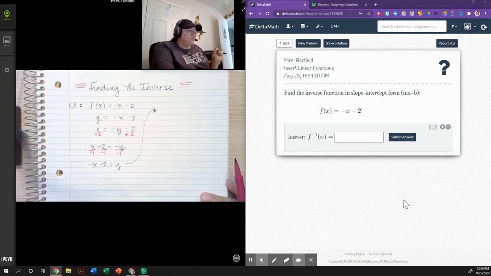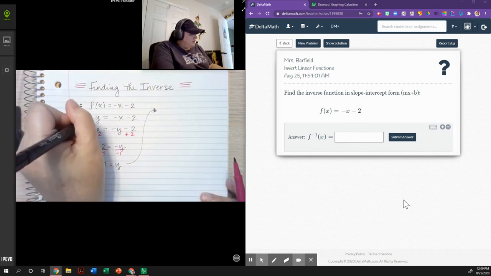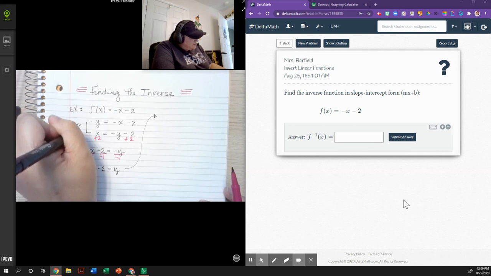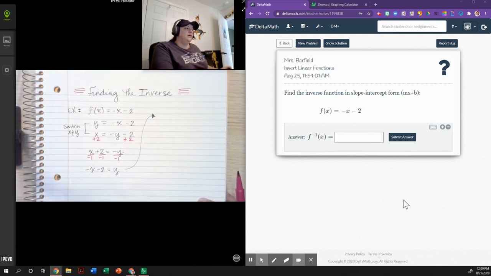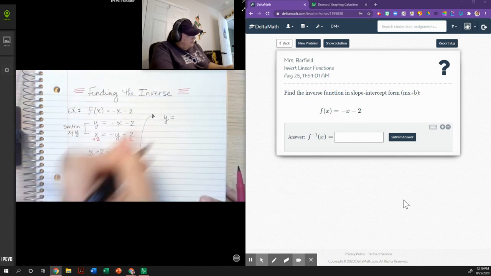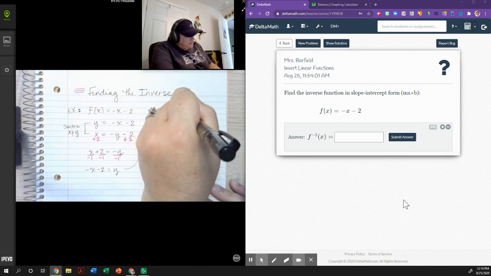Honestly, I've only taught you one new thing, where you switch x and y. You've done the rest of this. You have solved for y since math 1. Now granted, I understand I wasn't your math 1 teacher, but I promise you, you were taught how to solve for y. So now I've got this y equals negative x minus 2.